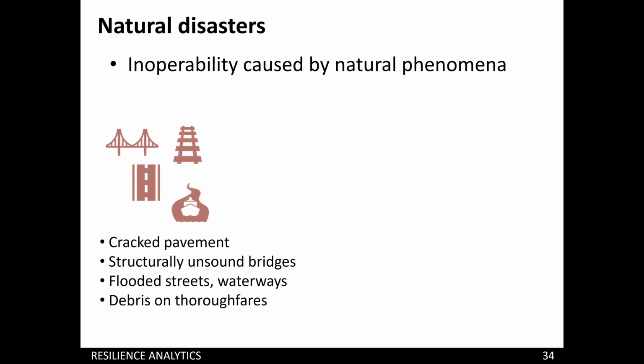And so what are we seeing here? Well, with transportation infrastructure in particular, we can see flooded streets. With earthquakes, we can see cracked pavement that has to be fixed, structurally unsound bridges. After an ice storm that we might see in Oklahoma, for example, we might have debris on thoroughfares that has to be cleaned up and eventually removed. And that can be costly and time intense.